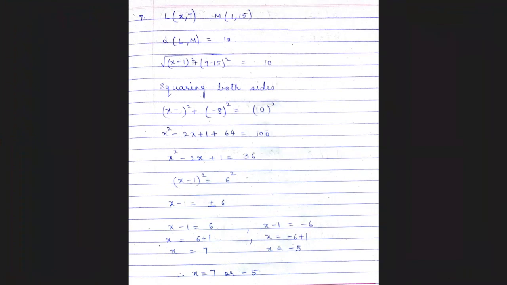Square root of x minus 1 the whole square plus 7 minus 15 the whole square is equal to 10. Now since you want to remove the square root sign, square both sides. So you get x minus 1 the whole square plus minus 8, 7 minus 15 is minus 8, the whole square equal to 10 square. Expand x minus 1 the whole square. a square minus 2ab plus b square. Minus 8 the whole square is 64, equal to 10 square is 100. Take 64 to the other side. 100 minus 64 is 36.